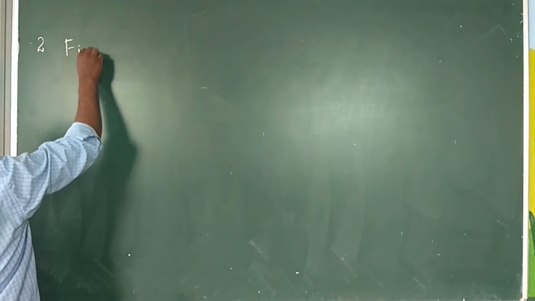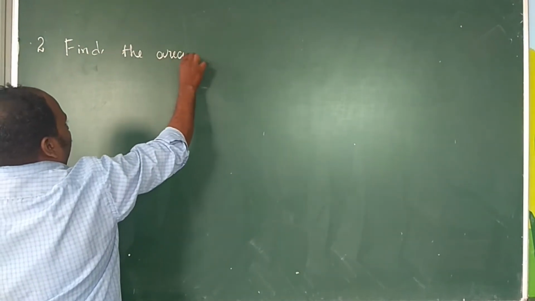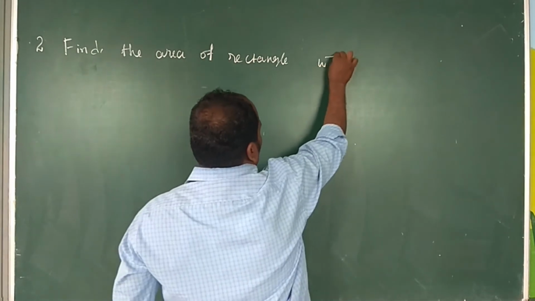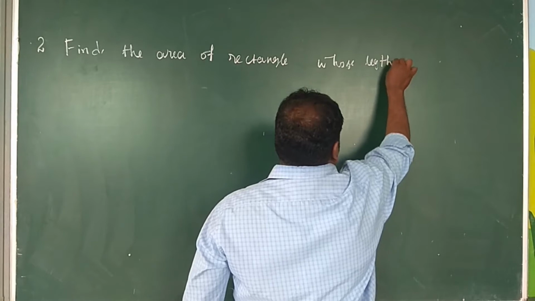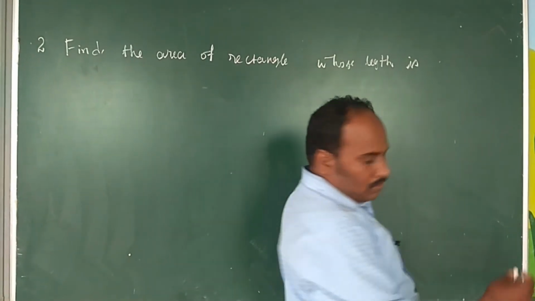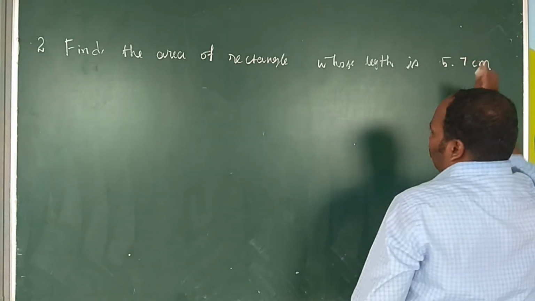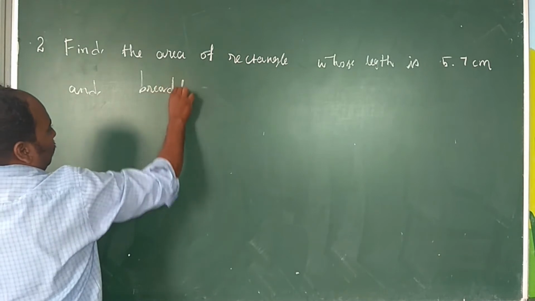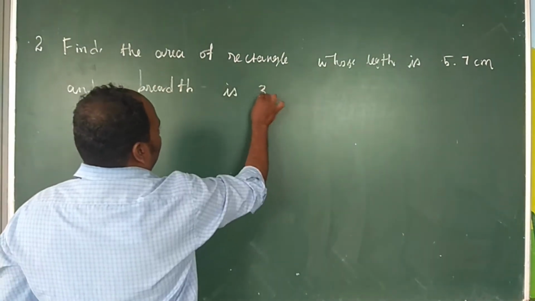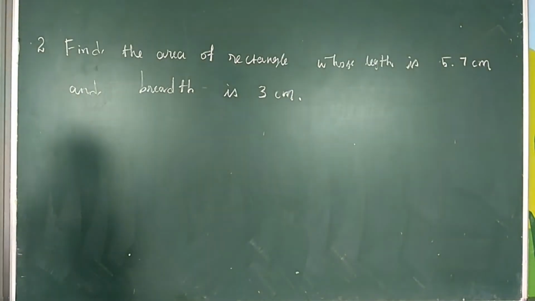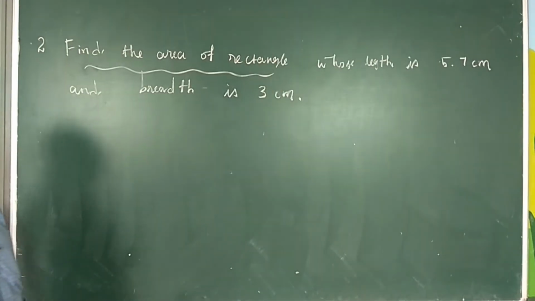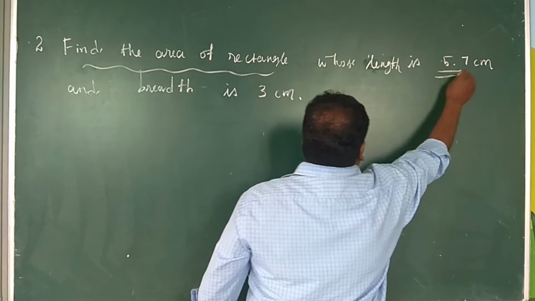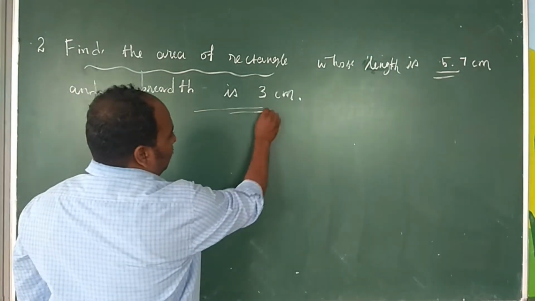Second problem. Find the area of rectangle whose length is 5.7 centimeter and breadth is 3 centimeter.